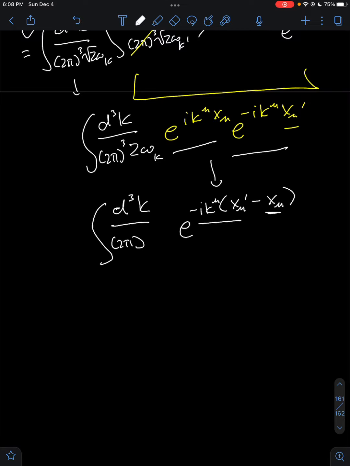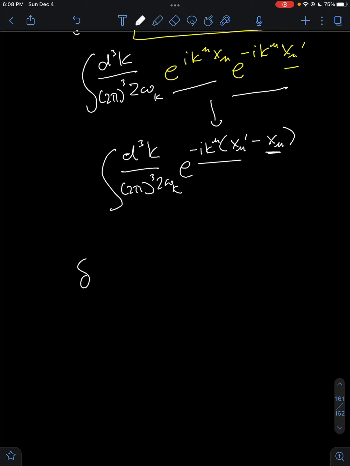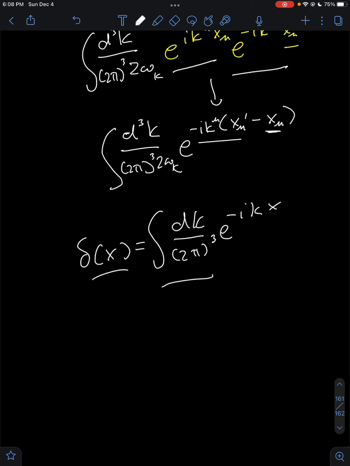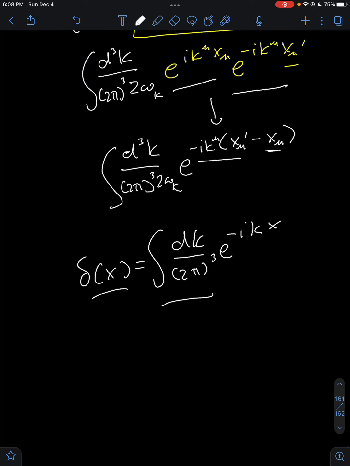So now we have this right over here, 2 omega k. Cool. So what's the answer to this integral? It looks very much like the integral for a delta function-ish, right? Because remember that delta of x is just the integral of d^3k over (2 pi)^3 e to the minus i k x. This integral gives us the delta function, right? Because again, it's just Fourier analysis. The Fourier transform of a plane wave is a localized spike, right?